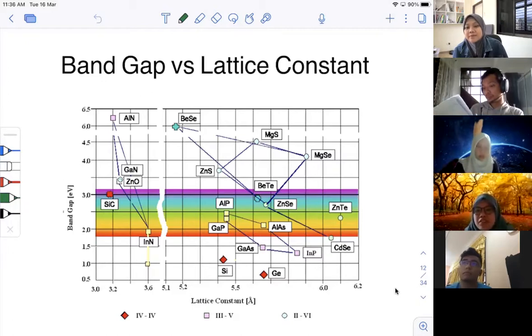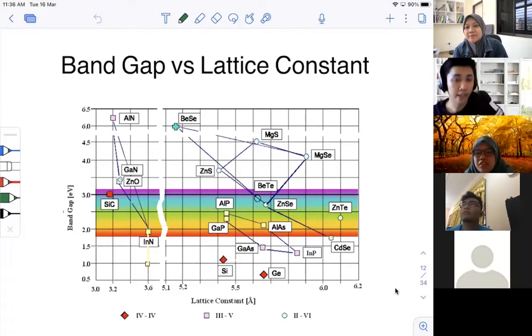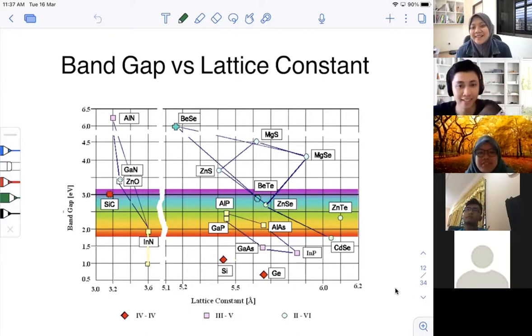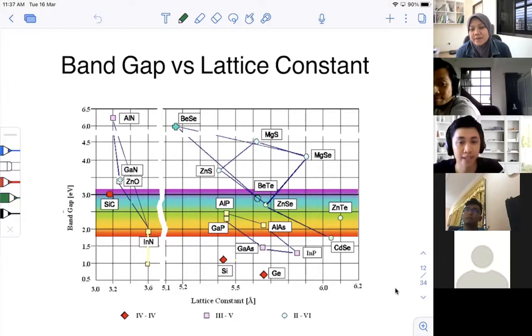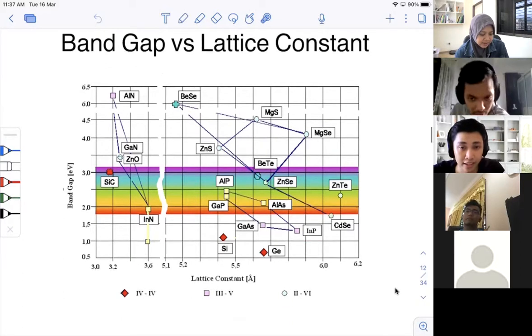Anybody? Can I try, madam? Yeah, Sam. Looking at this graph, I take one example, aluminium phosphide. When we add the arsenide, gallium arsenide.